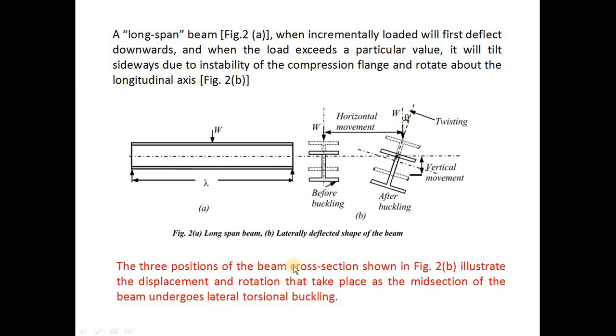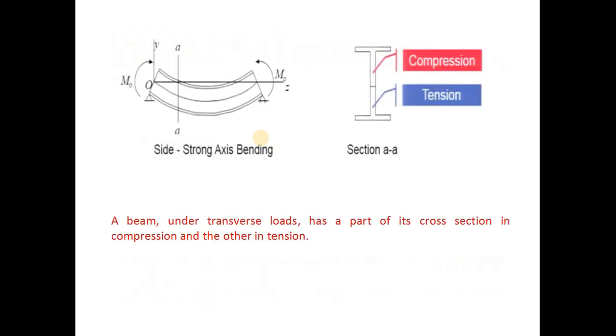The three positions of the cross section as shown in this figure illustrate the displacement and rotation that takes place at the mid section of the beam, which undergoes lateral torsional buckling. Now this phenomenon is actually called lateral torsional buckling, wherein because of the incremental downward load, first the beam will deflect downwards and it will tilt sideways, causing some twist, and this phenomenon is called lateral torsional buckling. Okay.